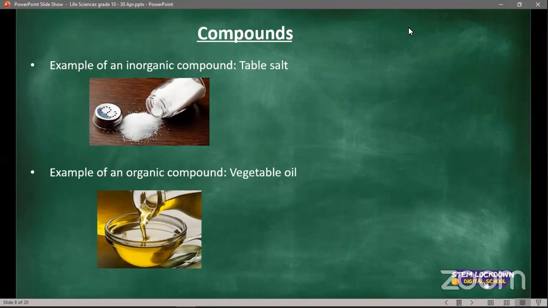And an example of an organic compound is vegetable oils, like your olive oils, your canola oil, etc. Those are your fats and lipids. All right.